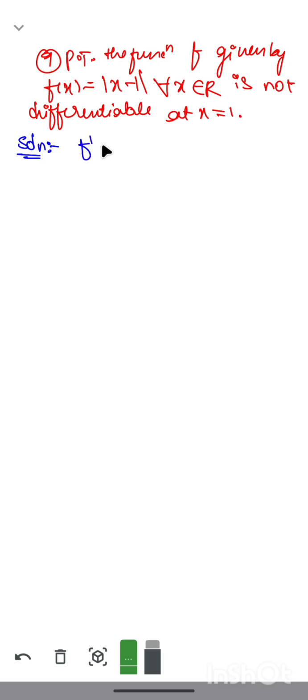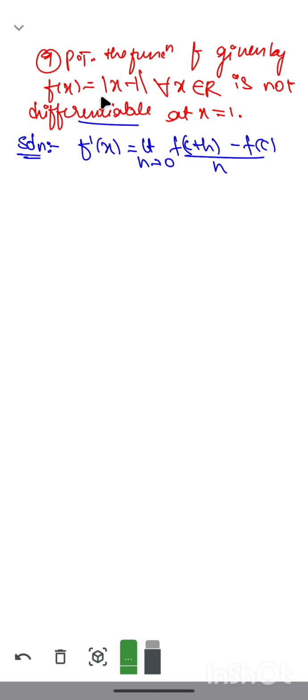The derivative formula says that f dash of x is equal to limit h tends to 0 of f of c plus h minus f of c whole divided by h. And here we say that the given function is differentiable only if left hand derivative is equal to right hand derivative. If left hand derivative is not equal to right hand derivative, we can say that the given function is not differentiable at a given point. So let us find the left hand derivative and right hand derivative respectively.